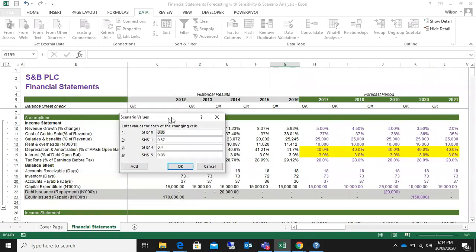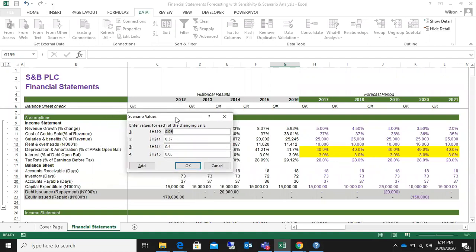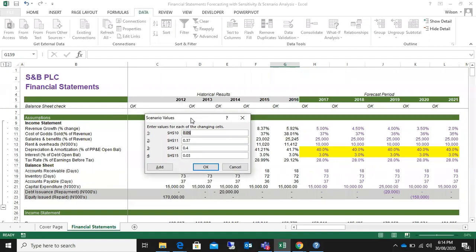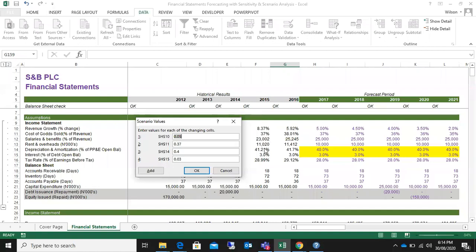Now, once you click on OK, it brings you here, scenario values. Now, scenario values is optimistic, isn't it? We are optimistic. Now, please listen attentively. The current assumption that we have made is that we expect revenue growth rate to be 5%, 37% for cost of goods sold, 40% for depreciation and 3% for interest for 2017. Automatically, that is the base case. What we have here is the base case.